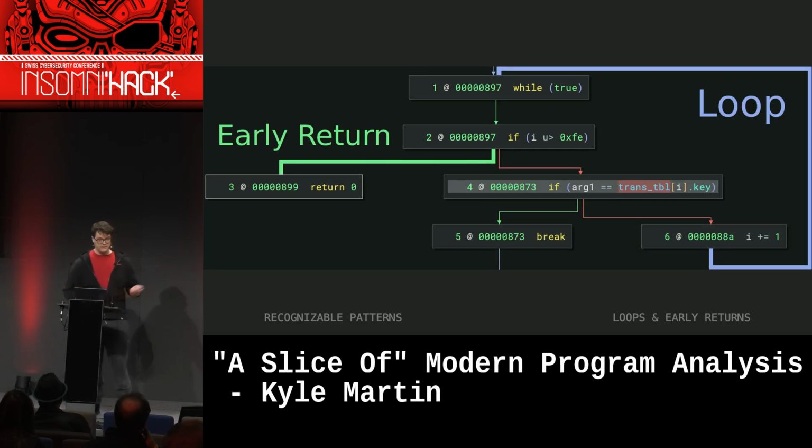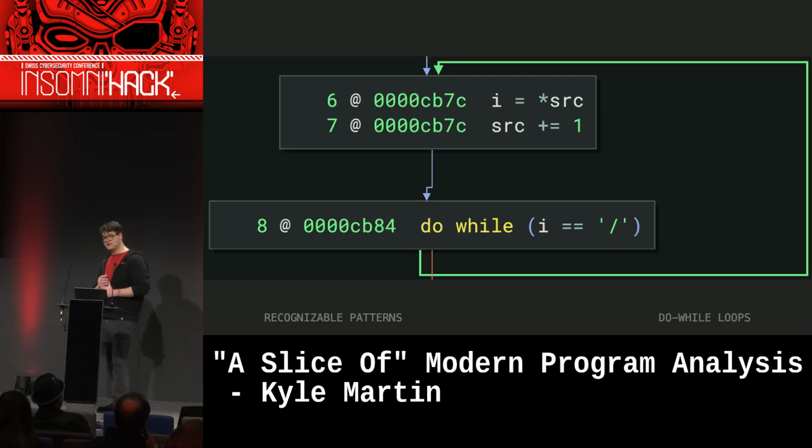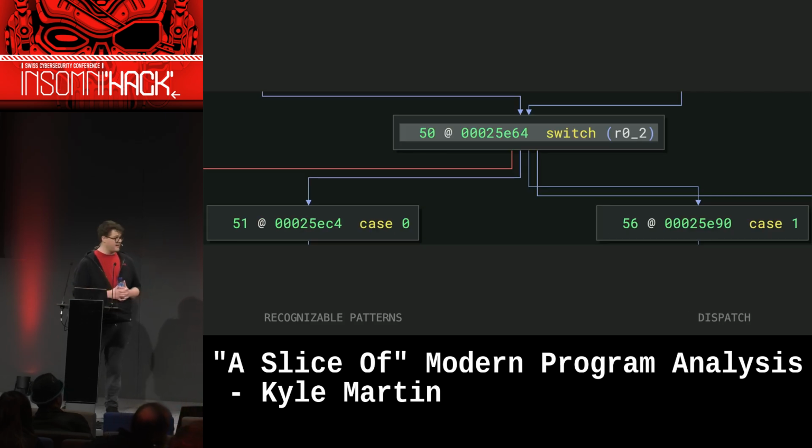This is what a loop looks like, and you can see an early return as well as the normal exit from the bottom there with the break. Got do-while loops, just a loop from the bottom going back up to the top. You can return from the bottom there, exit from the bottom there. And then command dispatches, one of my favorites. You've got a node with a bunch of other nodes coming out of it.